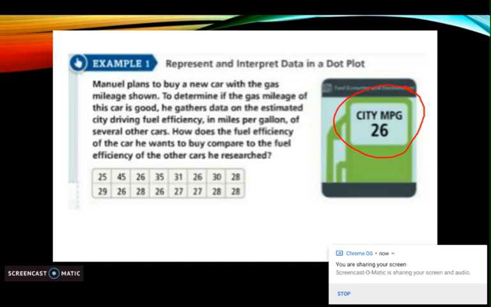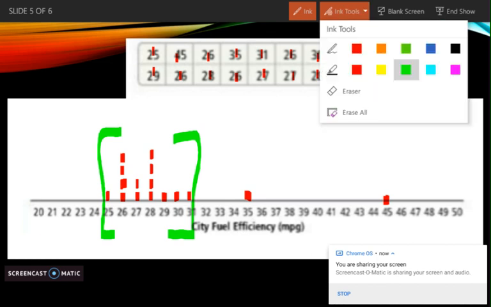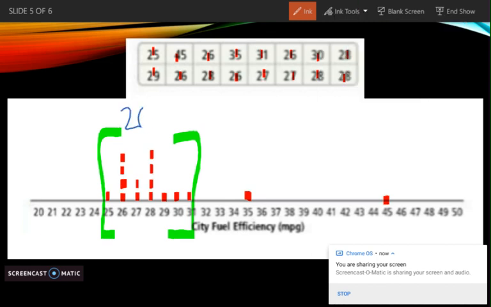So if we go back to the dot plot and we look at this, it looks like most of the data is clustered between 31, which is the highest, and 25, which is the lowest. So for his car that he was looking at to get a fuel mileage of 26 miles per gallon, that would look to be very comparable to the miles per gallon of the cars that he collected the data on. So it would appear that based on miles per gallon, Manuel has chosen a good car comparable to the others in that same class.